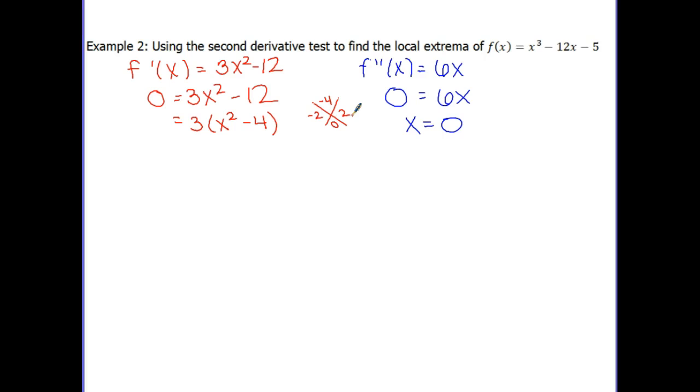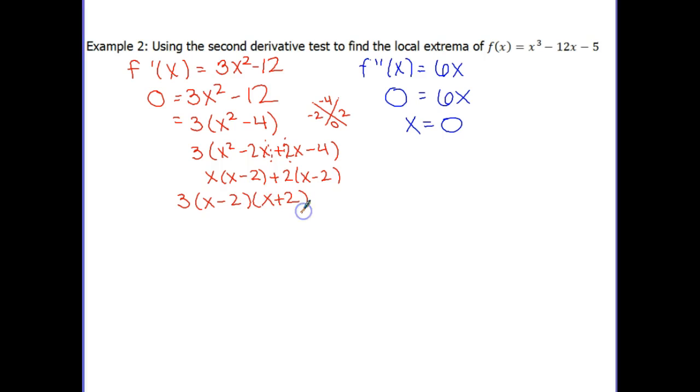So if you did this using long FOIL, it would still work, because it'd be x squared minus 2x plus 2x minus 4. And then you'd factor out your GCF of the first two. So you'd have x times (x minus 2) plus 2 times (x minus 2). Then you see your (x minus 2)(x plus 2). So that still works, even if you forgot difference of squares.